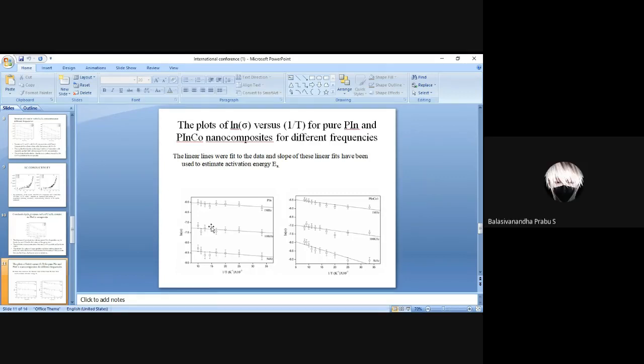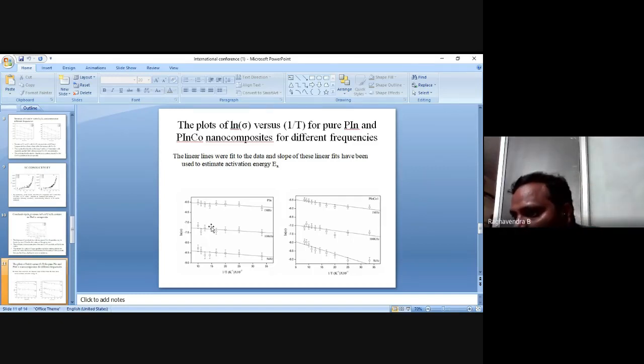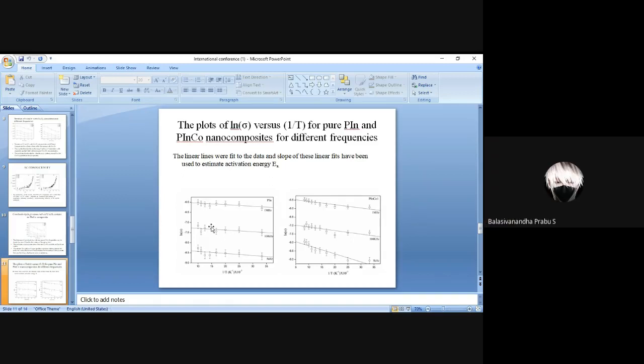No, so directly you cannot calculate from the slope. Yes, there is some formula you have to use. Sir, the formula is there, actually I did not mention it in this PPT. Okay, so you just refer to that.